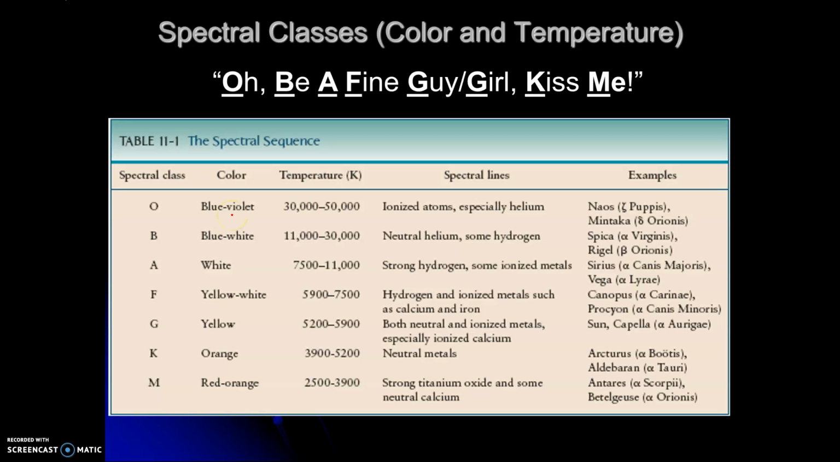Our blue-violet stars are going to be our hottest stars, about 30,000 to 50,000 Kelvin. And then we move down from there. We go from blue-violet to blue-white to white, yellow-white, yellow, orange, and red-orange. In all of those, you can see the significant temperature decrease. We also know that at these temperatures we're going to see different things happening with what we call spectral lines. We can see ionized atoms, especially helium, here in our first one, our O spectral class.